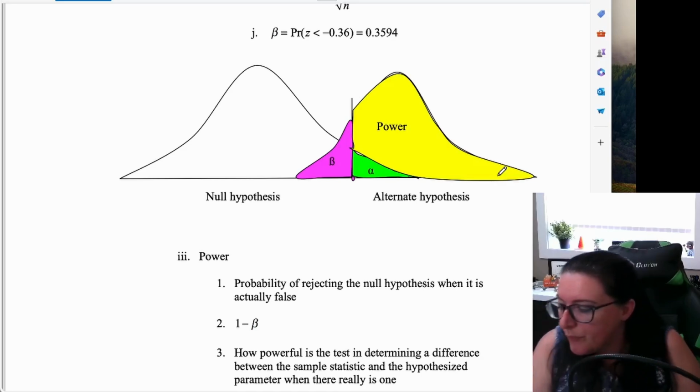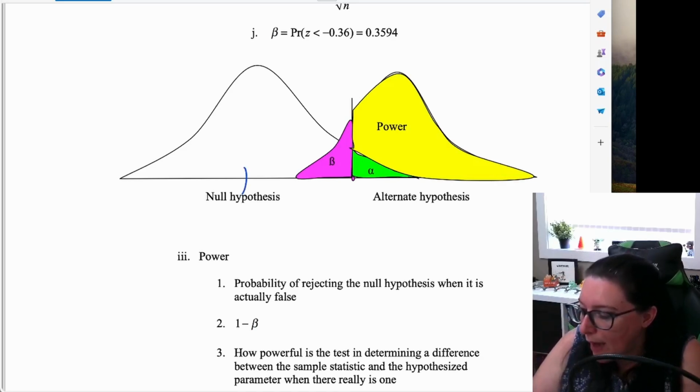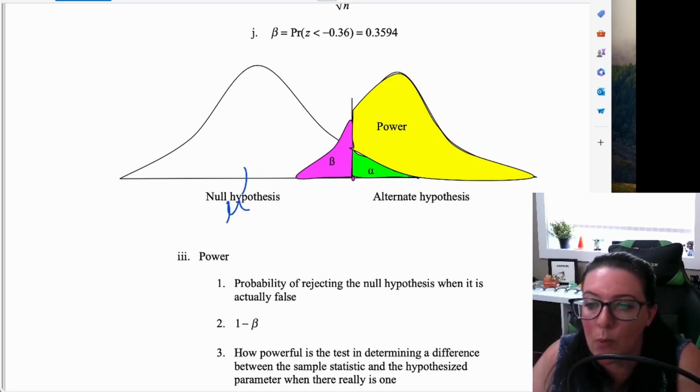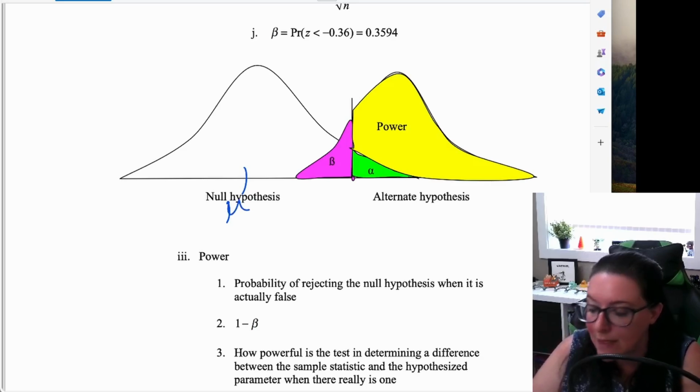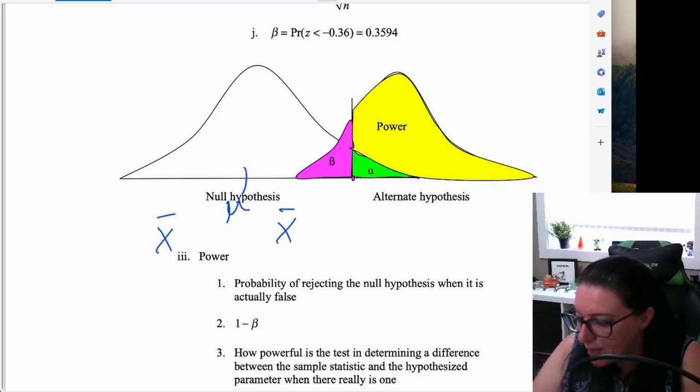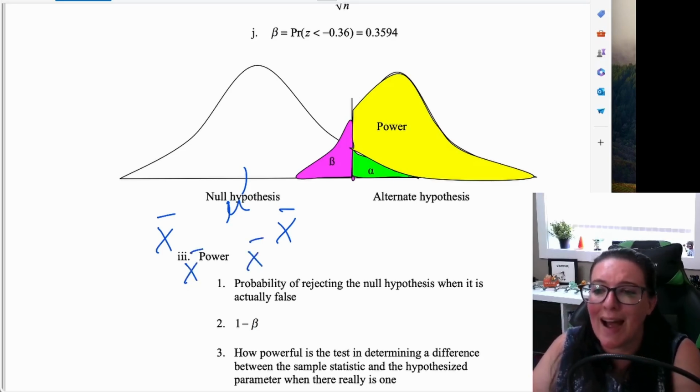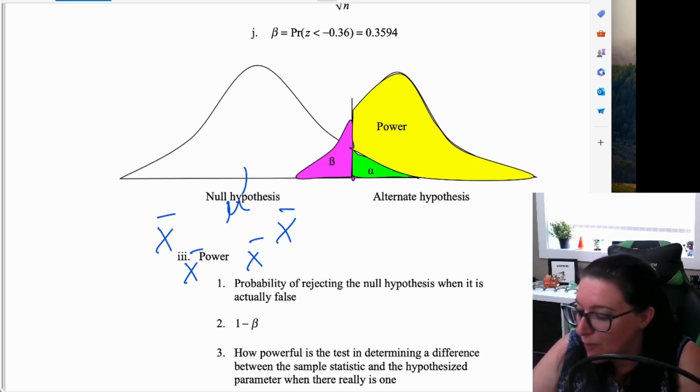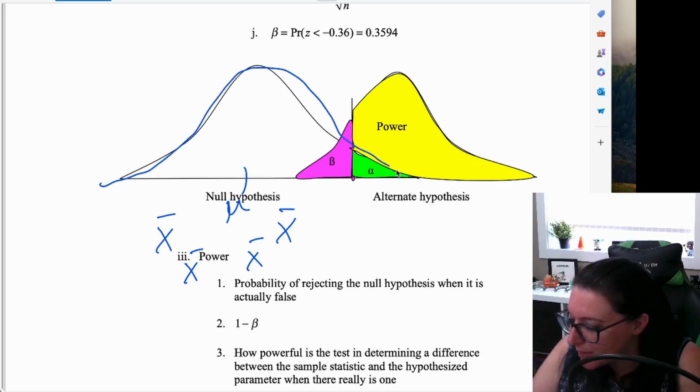and power. So here we have our null hypothesis where we are assuming that this is our mean. And our sampling distribution is capturing different x bars. And we're assuming that the average of the averages is that mean. So this here is our sampling distribution.